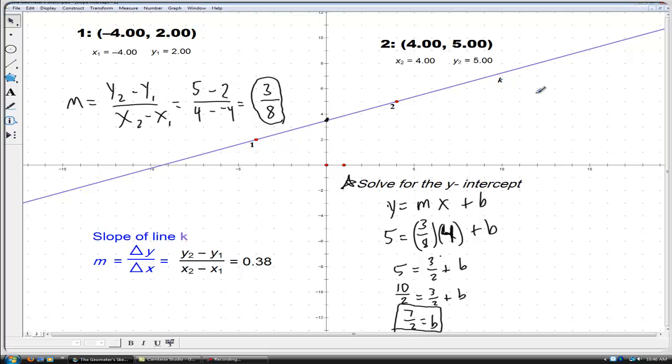So the equation of this line is y equals 3/8 x plus 7/2. And 7/2 is, as a mixed number, 3 1/2. So our estimate of saying it was in between 3 and 4 was right on.